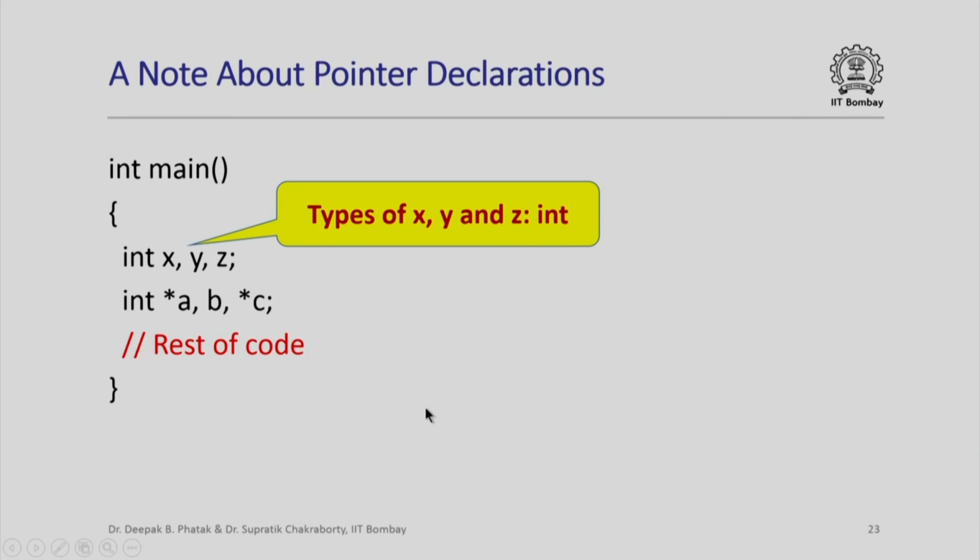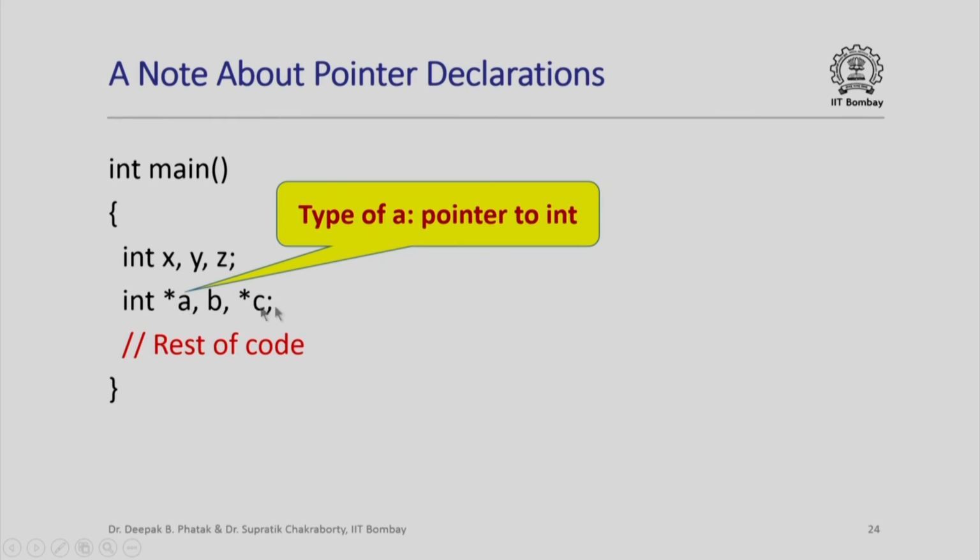Now, before we end, here is a brief note about pointer declarations. If you look at a simple C++ program, a declaration like this assigns the data type int to all of x, y and z. However, if you have a declaration like this, it is not that A has the type int star and B also has the type int star and C has the type int star star.